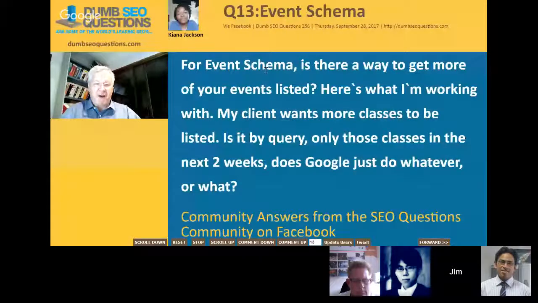Event schema. Question from Kiana Jackson, who asks, for event schema, is there a way to get more of your events listed? Here's what I'm working with. My client wants more classes to be listed. Is it by query, only those classes in the next 2 weeks? Does Google just do whatever or what?